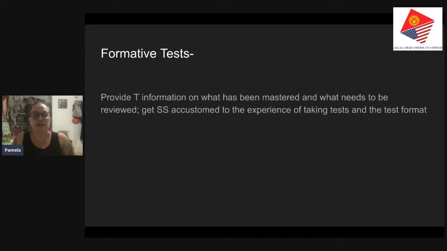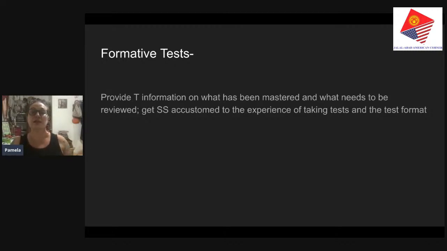So a formative test means it's part of the formation of the class and of the test. So this is during the semester, or some classes go for 6 weeks. So it's however long the semester or quarter or 6-week session or 4-week session or whatever it is. It's to test how things are going, give the teacher information on what has been mastered, what you don't need to review so much, and what needs to be reviewed. So what is a little bit more not clear for the students or it hasn't been mastered as much.